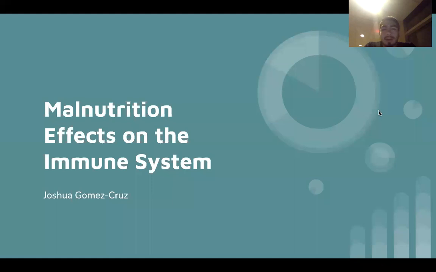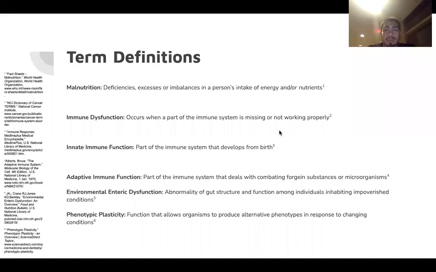Hello, everyone. Today we're going to be going over the effects of malnutrition on the immune system. So we're just going to start off with some basic term definitions. Malnutrition is defined as deficiencies, excess, or imbalances in a person's intake of energy and/or nutrients.